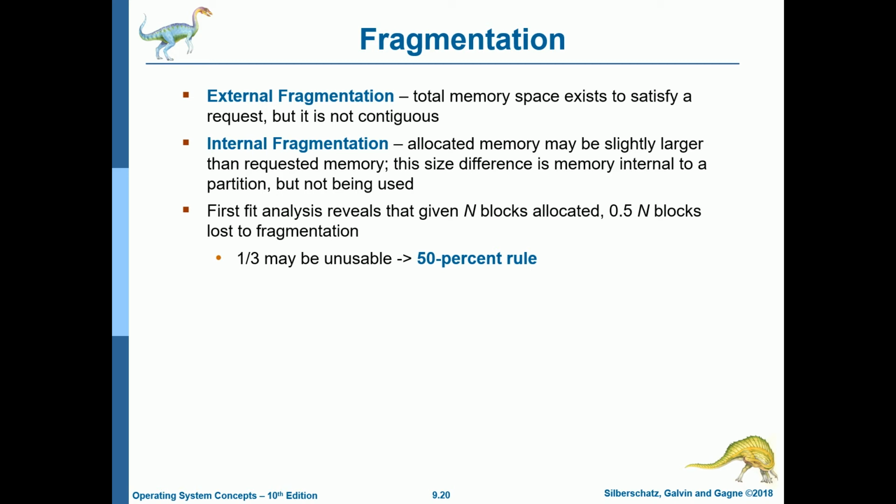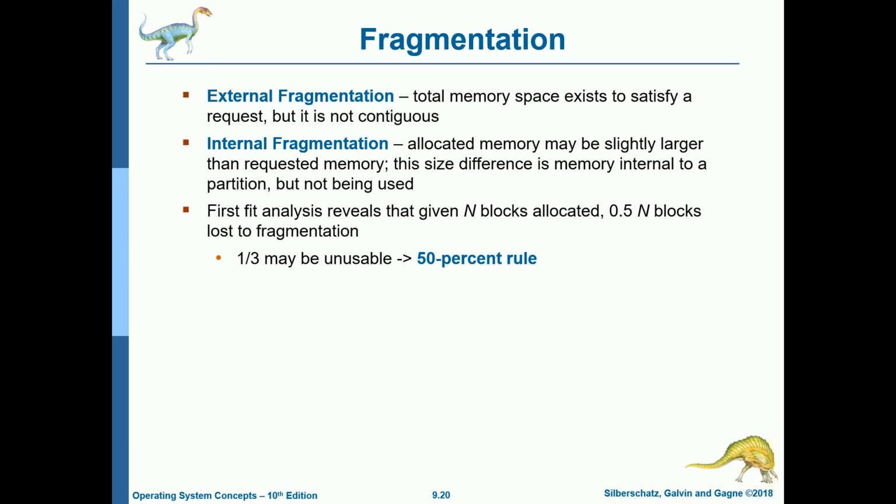Depending on the total amount of memory storage and the average process size, external fragmentation may be a minor or a major problem. Statistical analysis for first fit, for instance, reveals that even with some optimization, given n allocation blocks, another 1/2 n blocks will be lost due to fragmentation. That is, 1/3 of memory may be unusable. This property is known as the 50% rule.